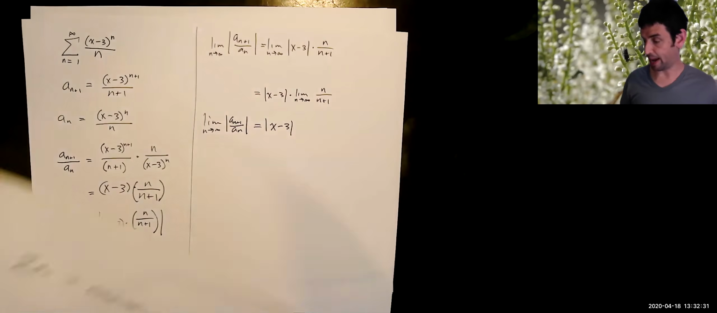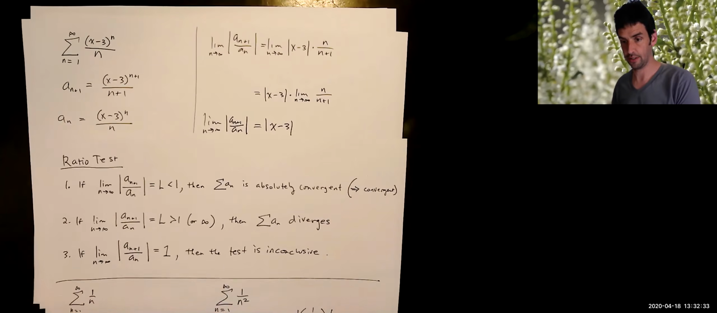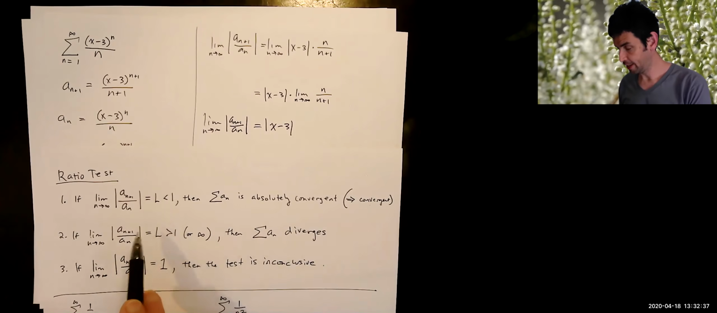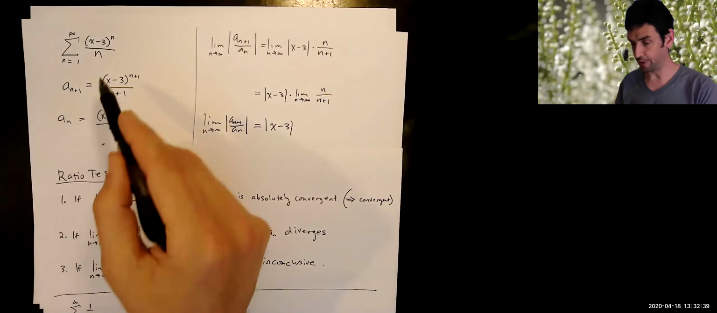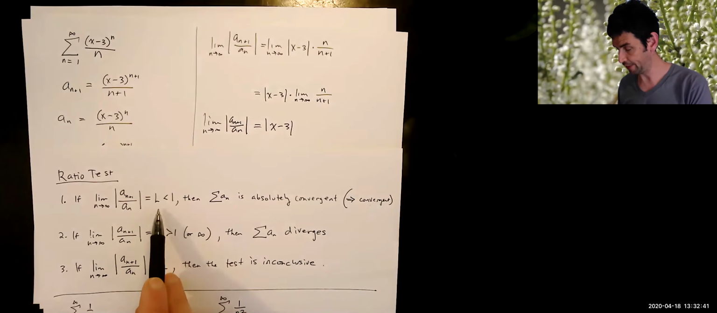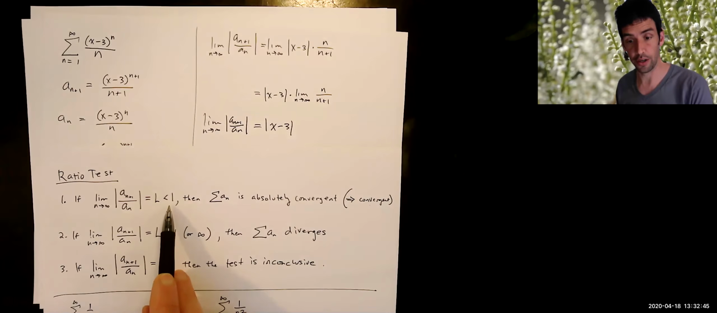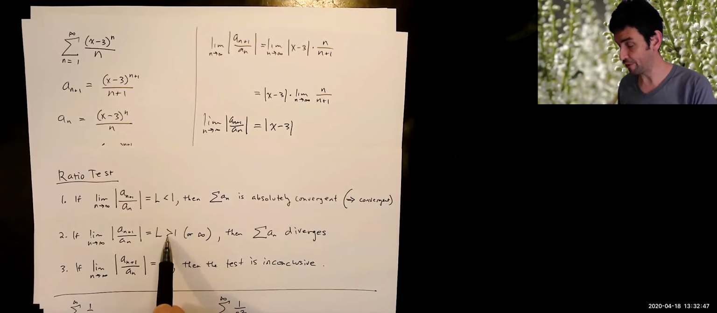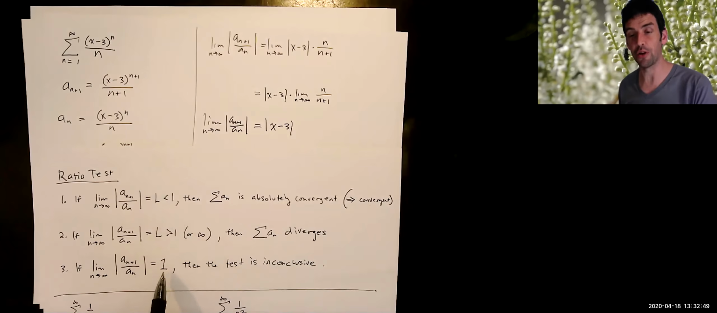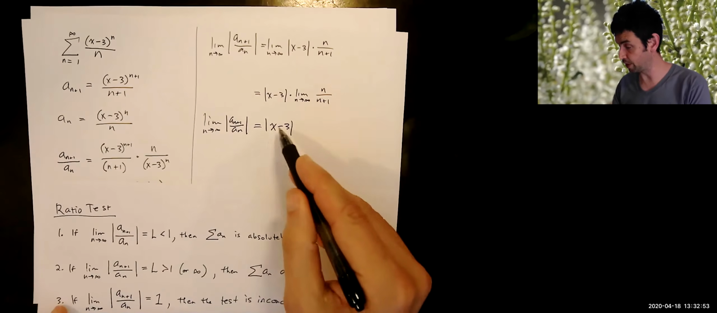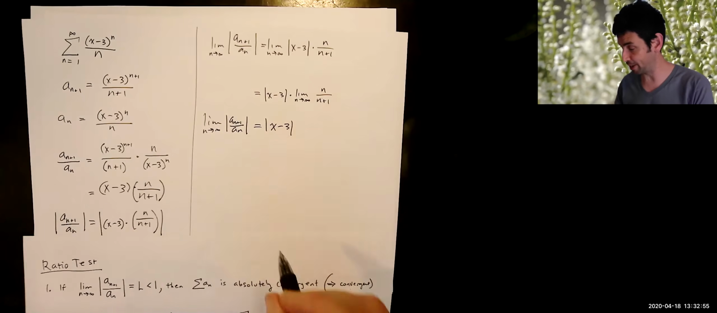So let's look back for a second. Here's our ratio test. Our series will converge if this limit is less than 1. It will diverge if the limit's greater than 1, and we don't know what happens when it is 1. So let's translate that to what our limit is. Our limit is the absolute value of x minus 3.